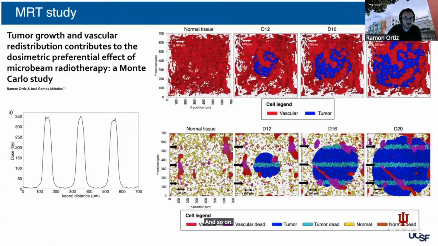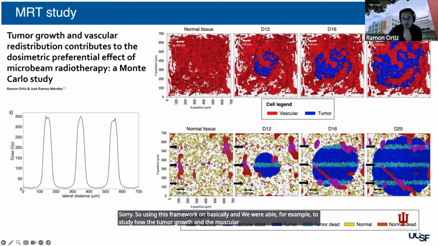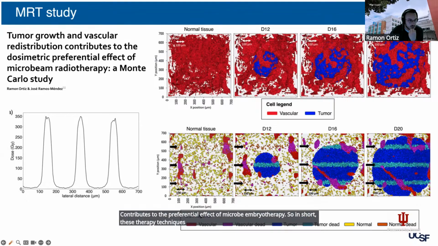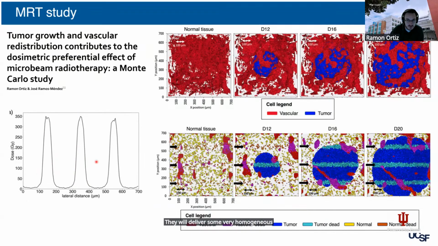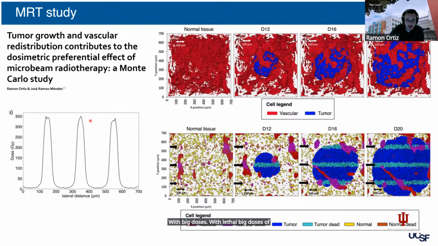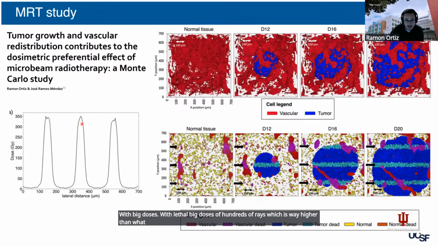So using this framework based on TOPAS-nBio and Computational, we were able, for example, to study how the tumor growth and the vascular redistribution as the tumor grows contribute to the preferential effect of microbeam radiotherapy. In short, this radiotherapy technique delivers a very inhomogeneous dose pattern. This is the lateral distance of the dose profile, with lethal peak doses of hundreds of grays, which is way higher than conventional techniques, which typically deliver 2 grays per fraction.